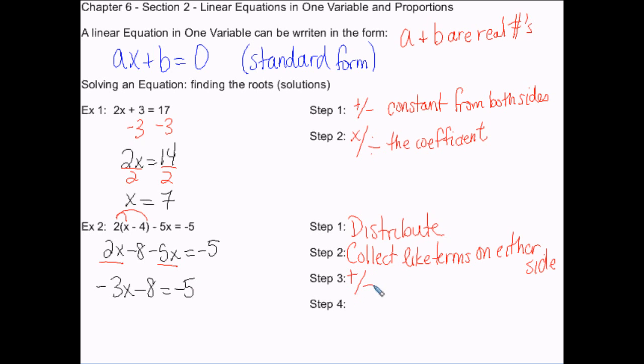Then I'm going to add or subtract. We're negative, so I'm going to add. And last, multiply or divide. So divide by negative 3. Can't tell without the 3. So x is going to equal negative 1.